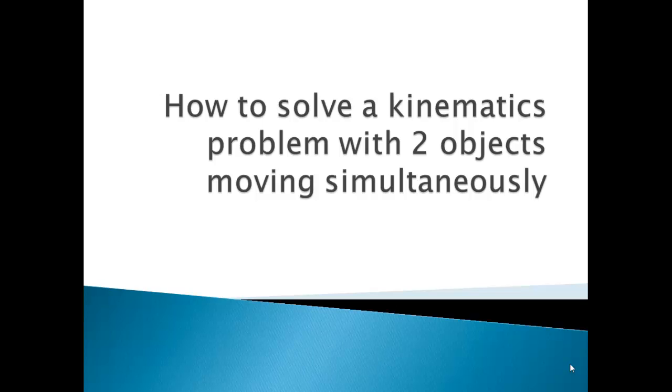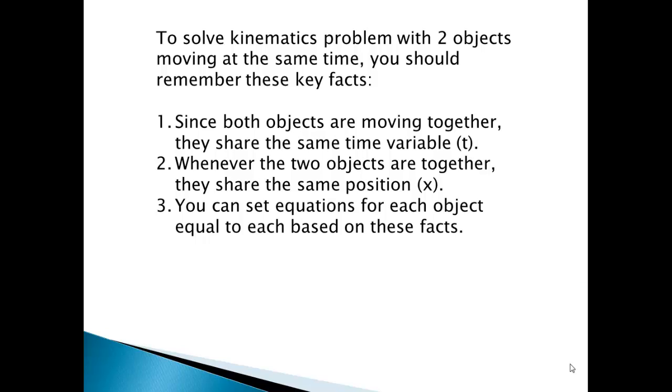Well, to solve a problem like that, there's a couple key things to remember. One is, you can assume that if they're moving together, they share the same time interval. The clock is ticking for both of them, so time would be the same. And in this case, there's a moment when the two objects are together, and so at that second, they share the same final position. Now, you can take advantage of these two facts by creating equations, which you already know how to do, and then setting those equations equal to each other, and then solving for one variable or another.